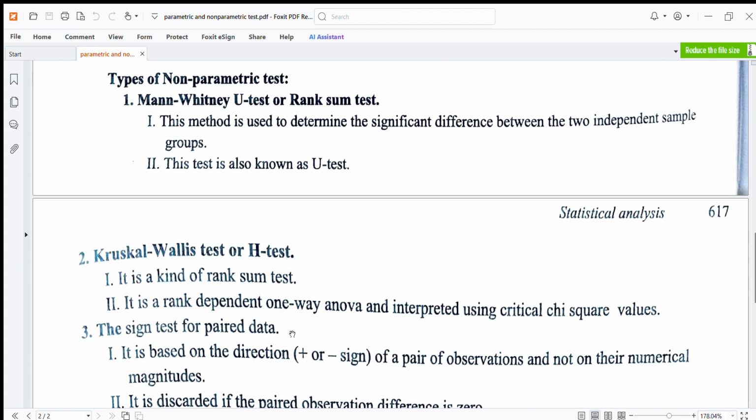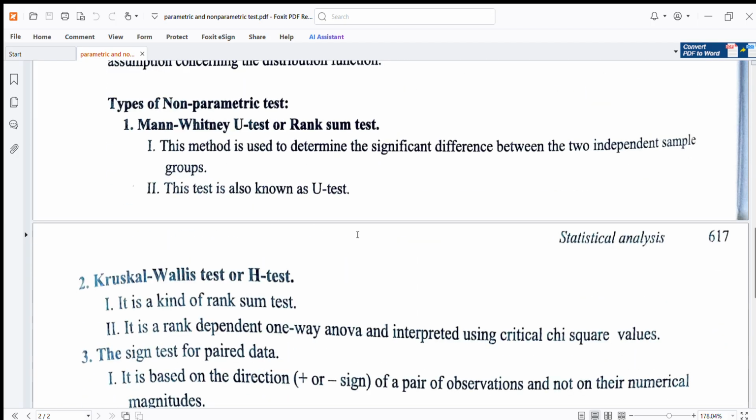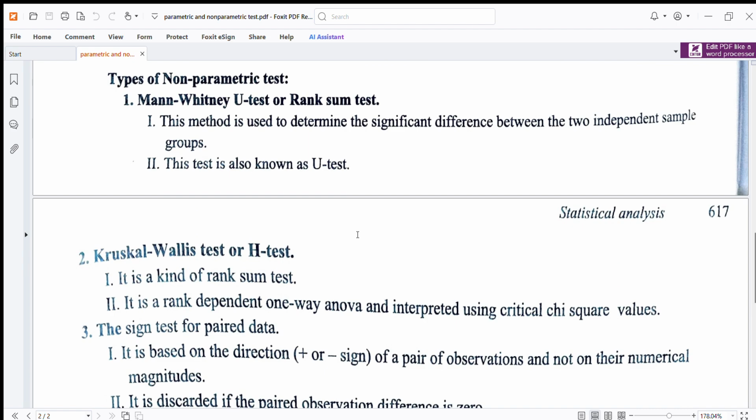First, the Mann-Whitney U or rank sum test. This method is used to determine the significant difference between two independent sample groups. This test is also known as the U test. Mann-Whitney U test or rank sum test is a non-parametric test. Second, the Kruskal-Wallis test or H test is also a non-parametric test. It is a kind of rank sum test. It is a rank-dependent one-way ANOVA and is interpreted using critical chi-square values.